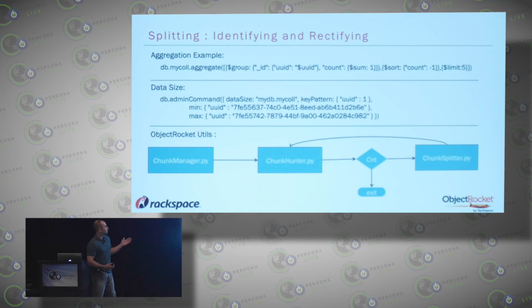So what this utility does is it'll go out, it'll measure the chunks using the data size command. It will then store that data in a temporary collection in any namespace that you choose. Chunk Splitter is then run. It'll read that collection that Chunk Hunter created and go out and split those chunks for you. Chunk Manager will then recall Chunk Hunter to see if it has to do any more splits, and that's the benefit of using this utility: it'll do the recursion for you. You don't need to keep running each manually.